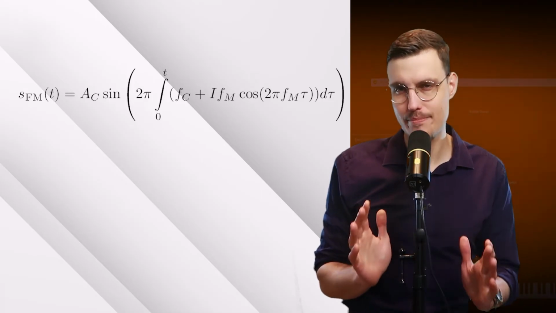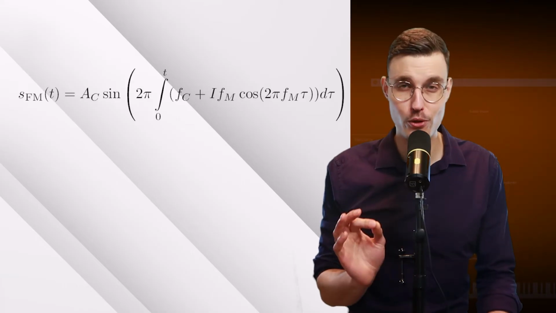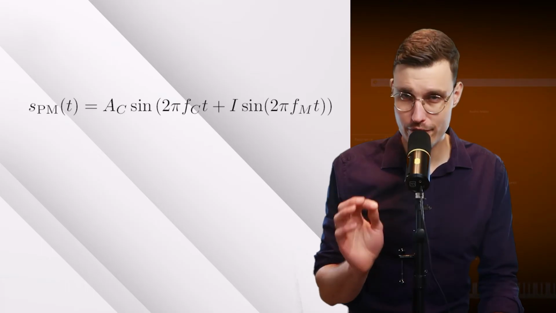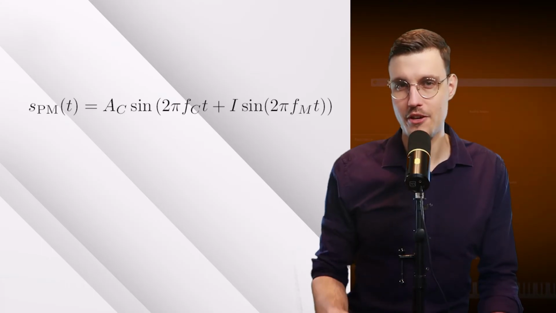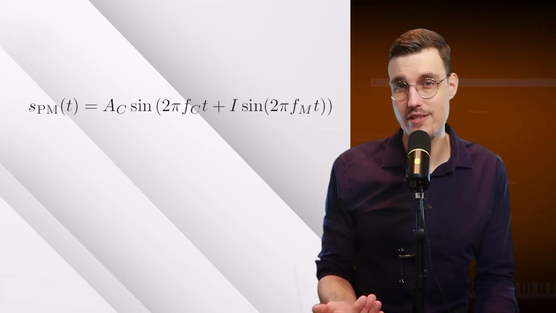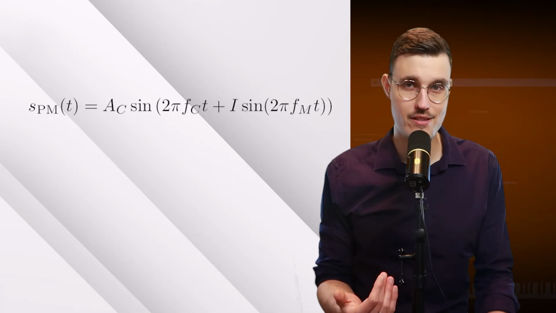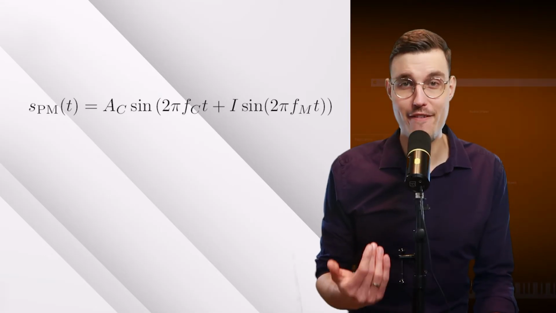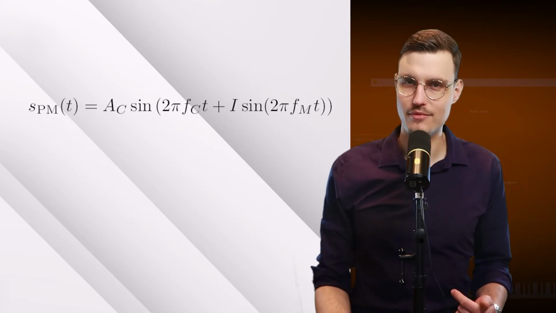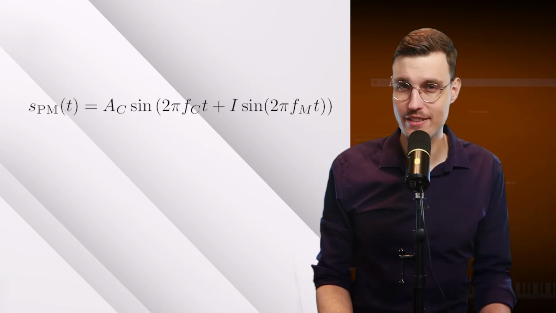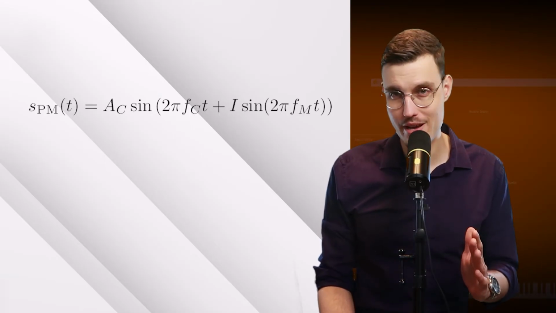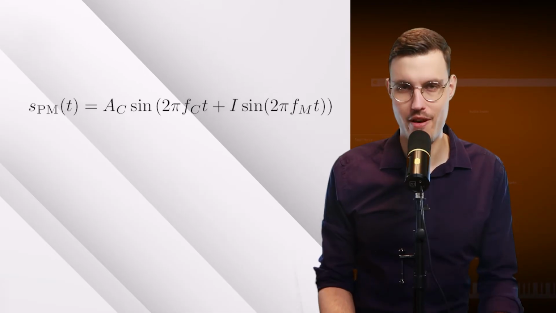If we are less mathematically strict and we attempt to solve the integral in the carrier oscillator's phase, we obtain the following FM equation. Here, AC is the carrier amplitude, FC is the carrier frequency in Hertz, T is time in seconds, I is the modulation index, and FM is the modulator frequency in Hertz. Why do I say that we are less mathematically strict? Well, that's because the signal represents phase modulation, PM, not frequency modulation, FM.